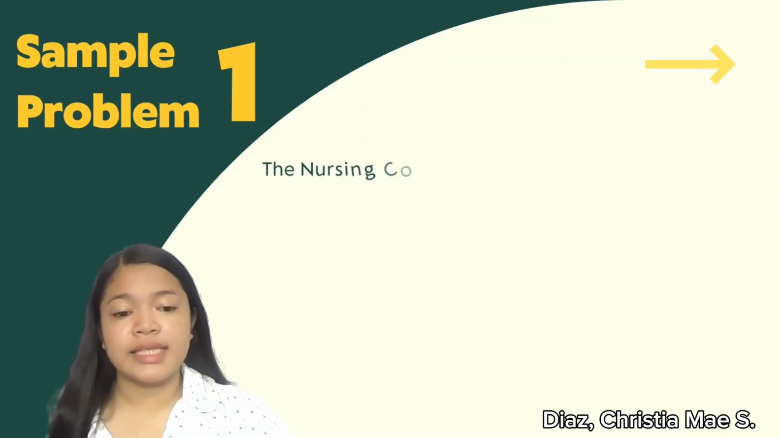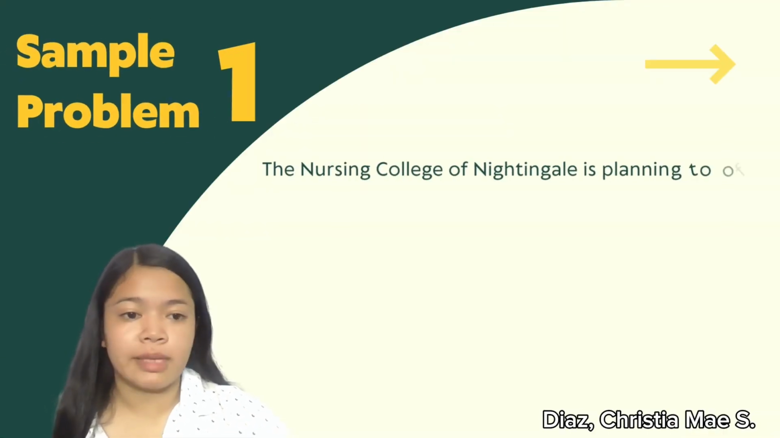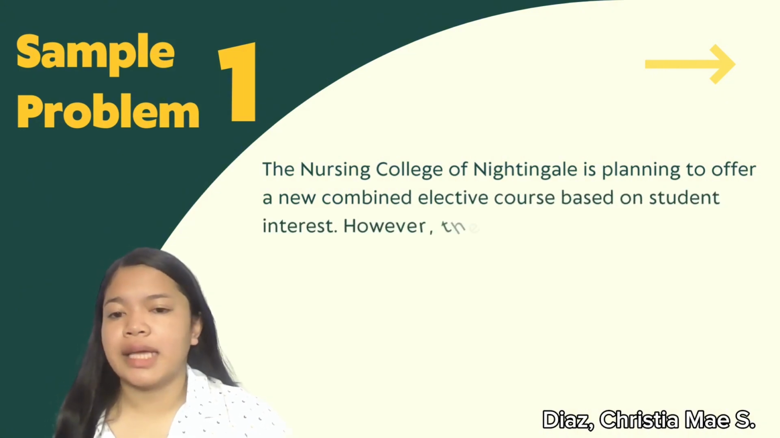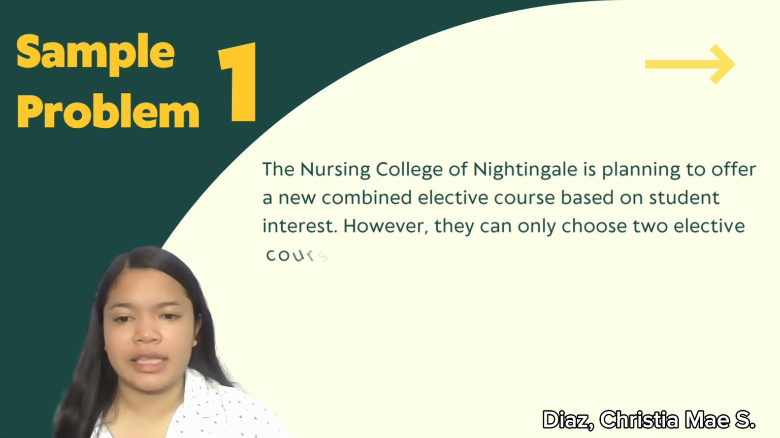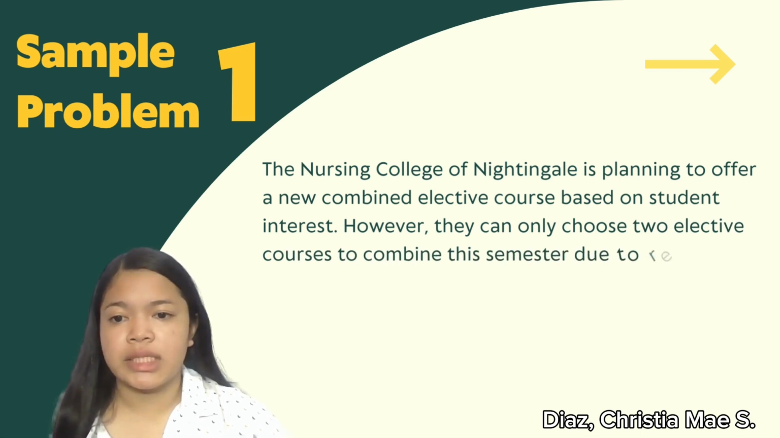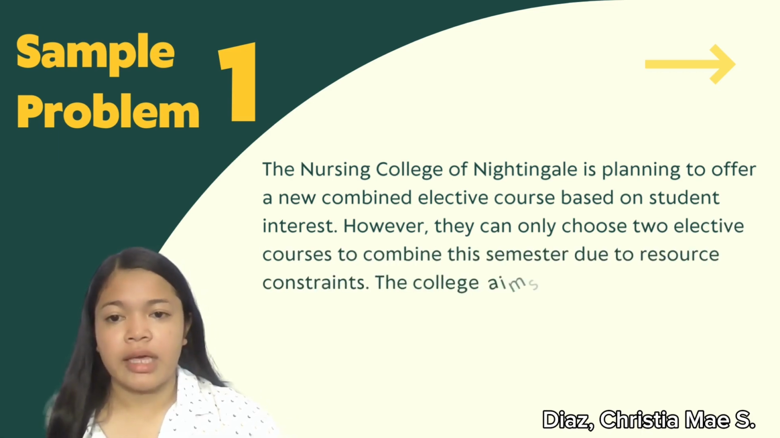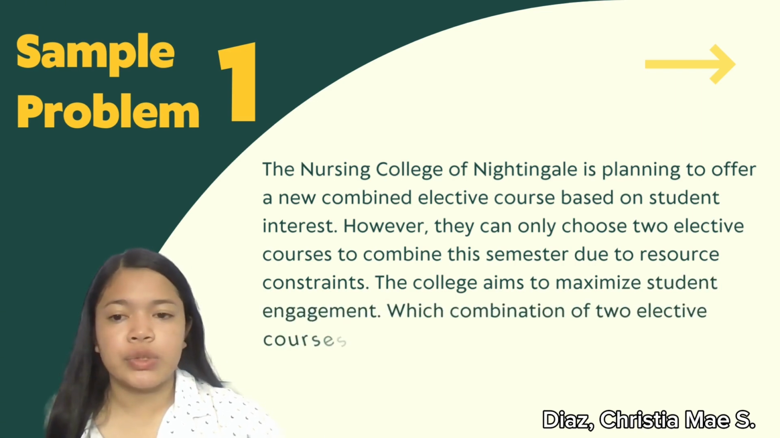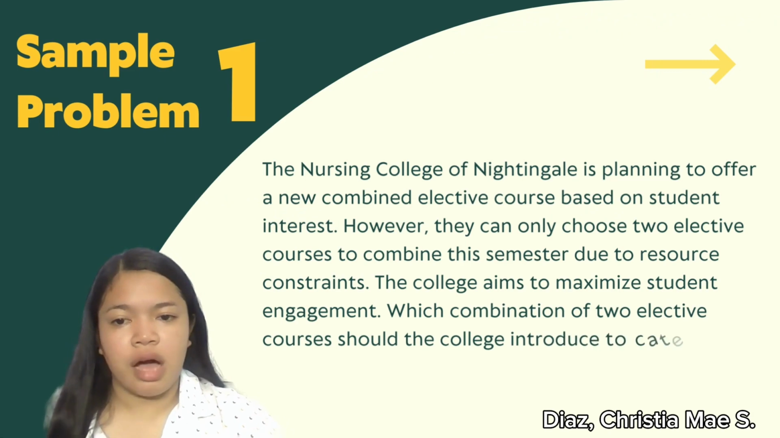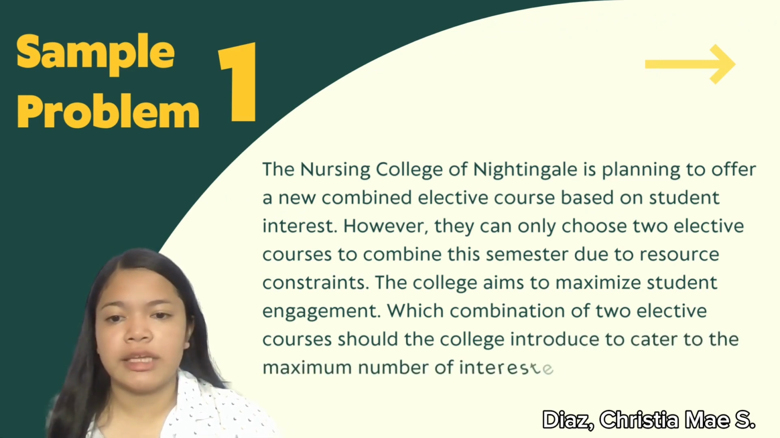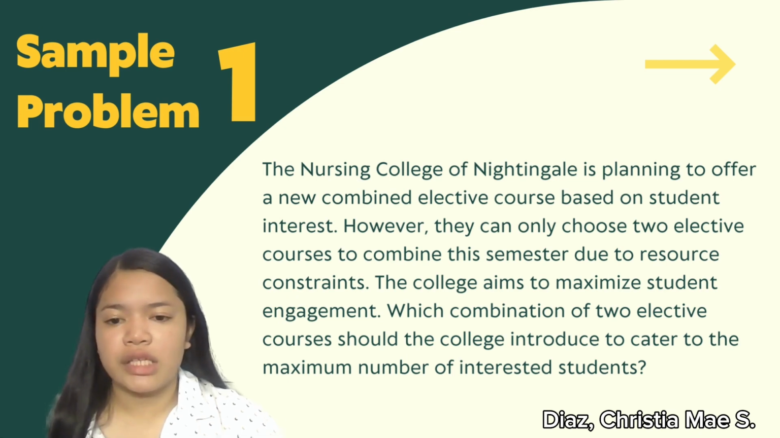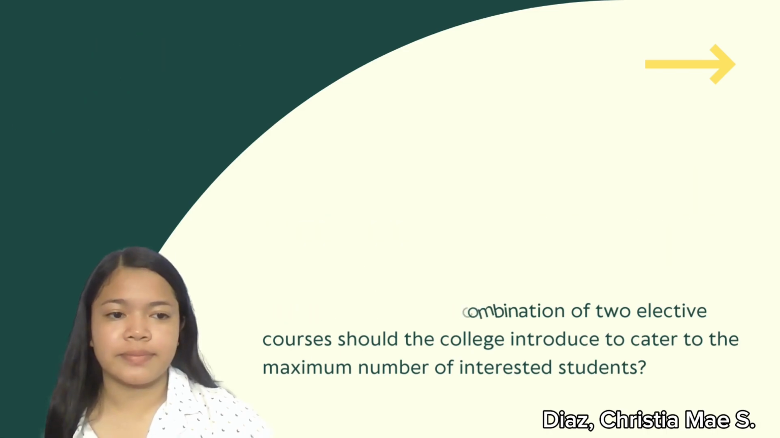And now, let us delve into the world of sample problems. Sample problem 1. The Nursing College of Nightingale is planning to offer a new combined elective course based on student interest. However, they can only choose 2 elective courses to combine this semester due to resource constraints. The college aims to maximize student engagement. Which combination of 2 elective courses should the college introduce to cater to the maximum number of interested students?